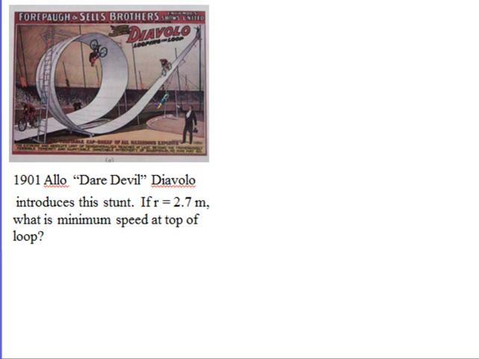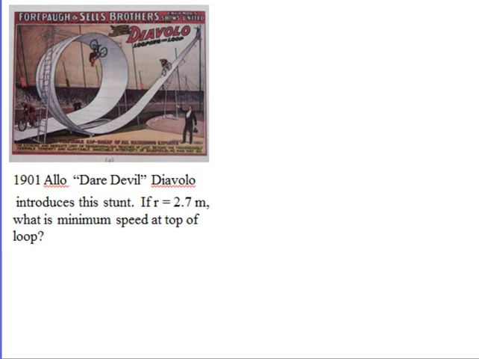Finally, we're going to look at this problem about Diavolo, the daredevil, who evidently in 1901 debuted this trick of riding around a loop-the-loop. And the problem, it's a classic problem, and you need to feel good about it, is to find the minimum speed that Diavolo must have at the top of the loop. And later on, we will do a problem with how high he must start up the ramp in order to have that speed when he gets to the top of the loop. That's an energy problem, because the acceleration is not going to be constant throughout that trip. So you have to do it in terms of energy.